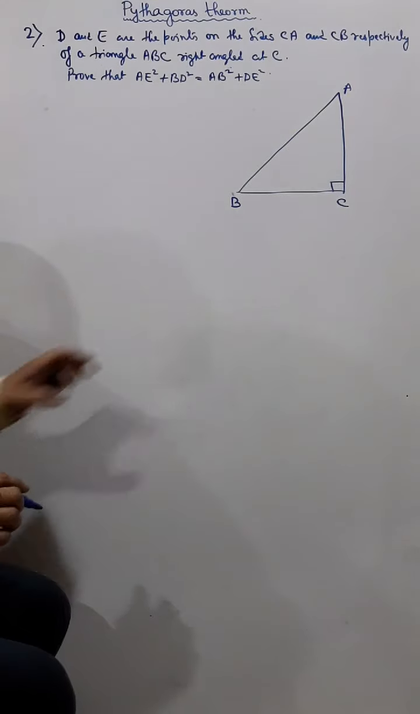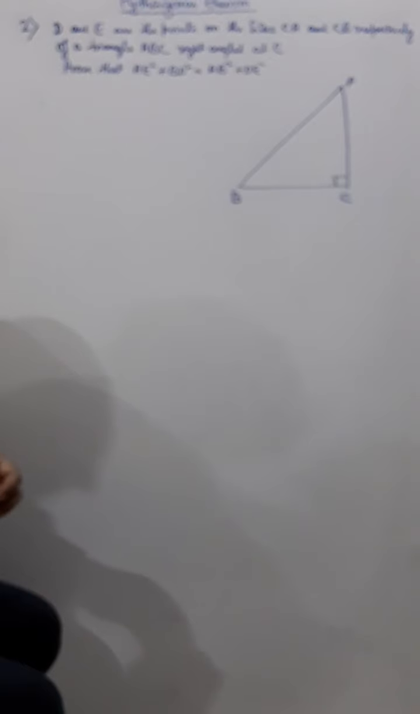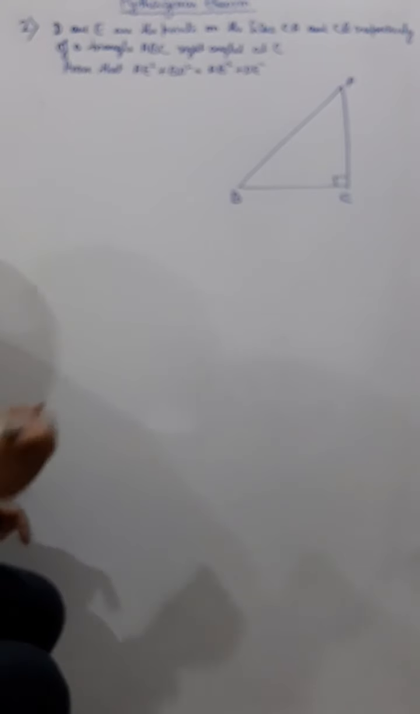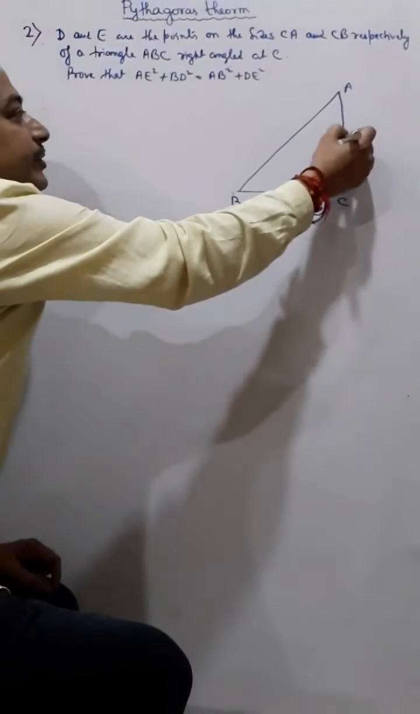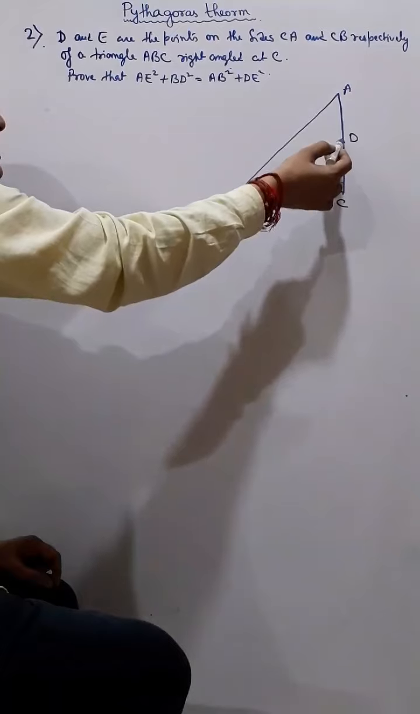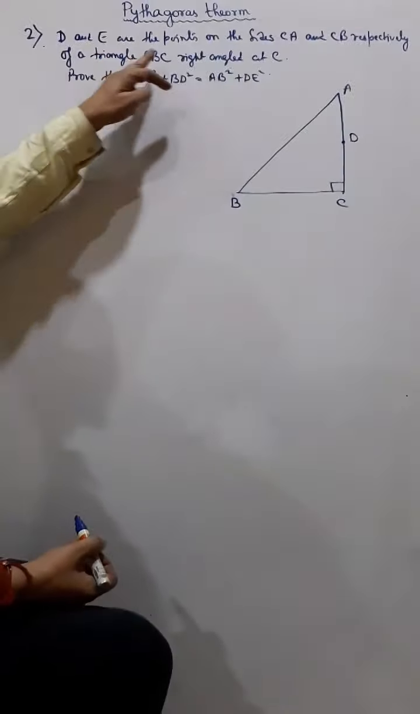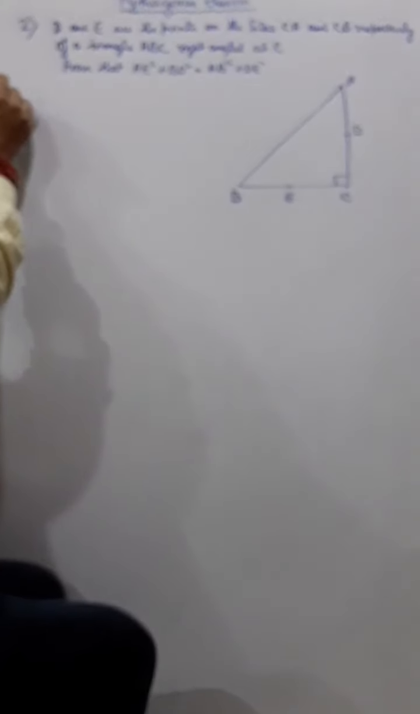So ABC is a triangle, right angle at C, and then they told D and E are the points on the sides CA and CB respectively. So in CA there is a point D, any point, so it's not necessary it is midpoint, so it can be any point, and E are the points on CB. So this is E.